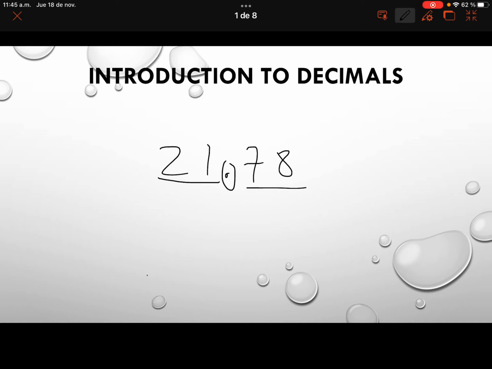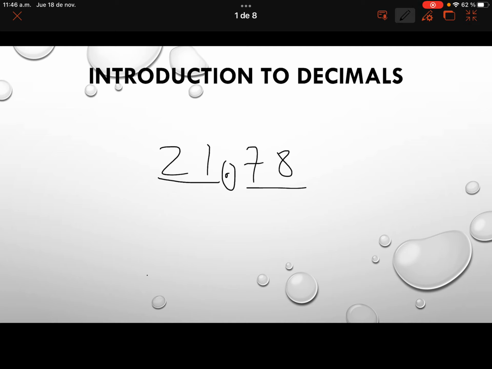Then, for example, in here, 78 represents less than 1. If this is a price for shoes, for example, then the shoes cost $21.78. Then 78 represents less than $1. Okay? Then the position of a digit in a decimal determines the digit's place value.